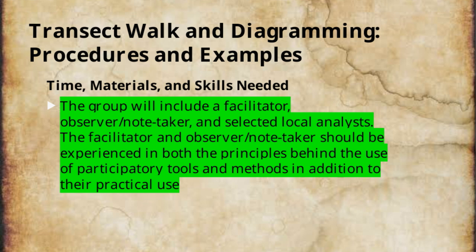When it comes to the transect walk and diagramming, you'll want to follow clear procedures and look at some examples to guide your work. The key points here are to be prepared and to understand the purpose behind these activities, gathering insights about the landscape, community, or environment by observing and recording features along a transect line. Having the right skills, such as facilitation, observation, and diagramming, is crucial. These skills help in capturing accurate data and engaging participants meaningfully.